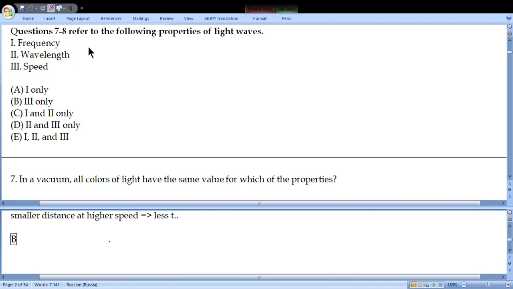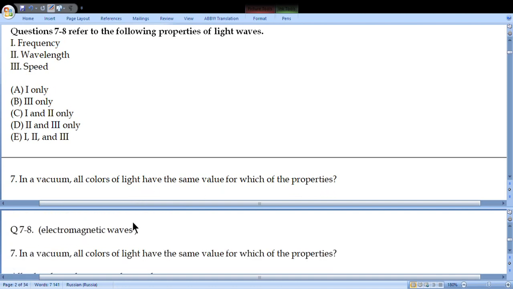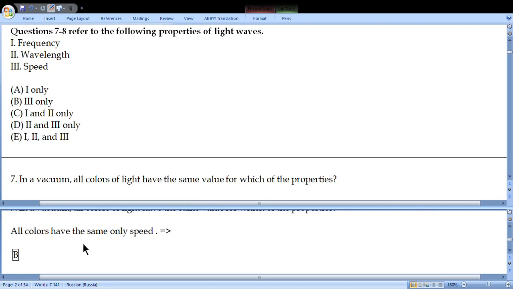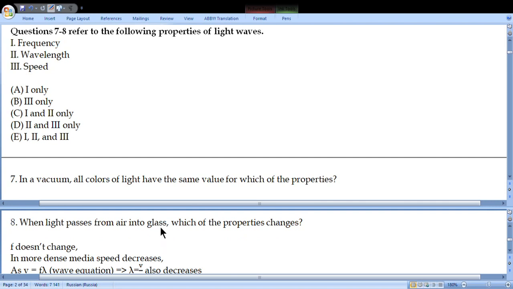Questions 7 and 8 refer to the following properties of light waves: frequency, wavelength, speed. In a vacuum, all colors of light have the same value for which of the properties? Of course it is speed, so we choose all colors the same, only speed, so we choose B.